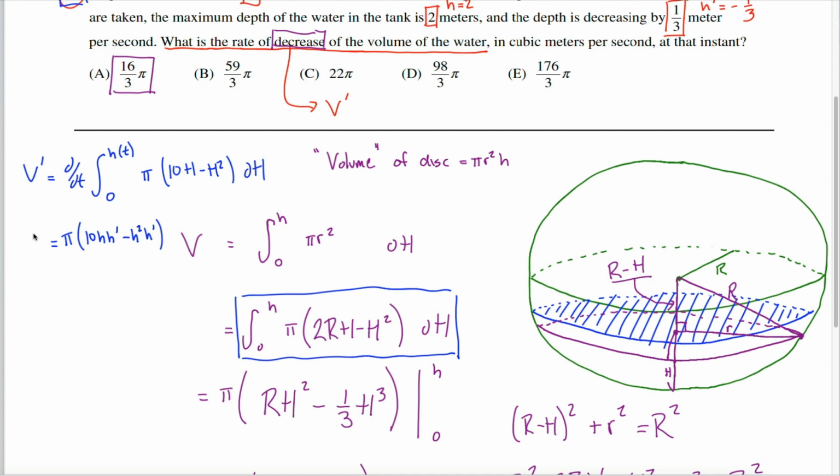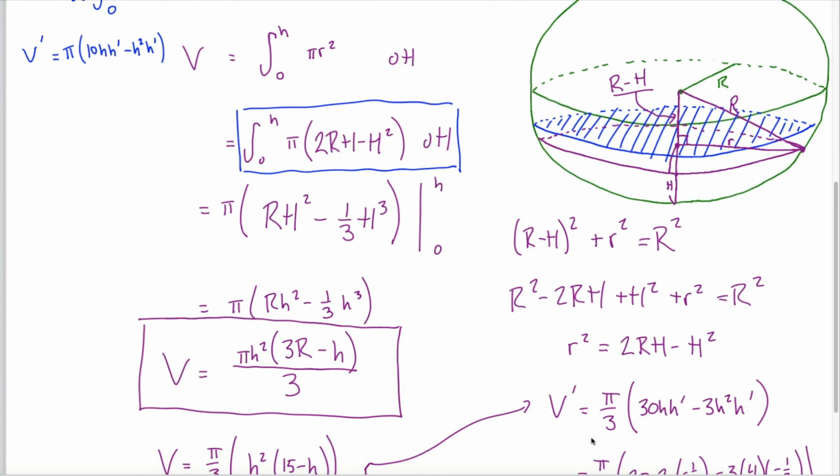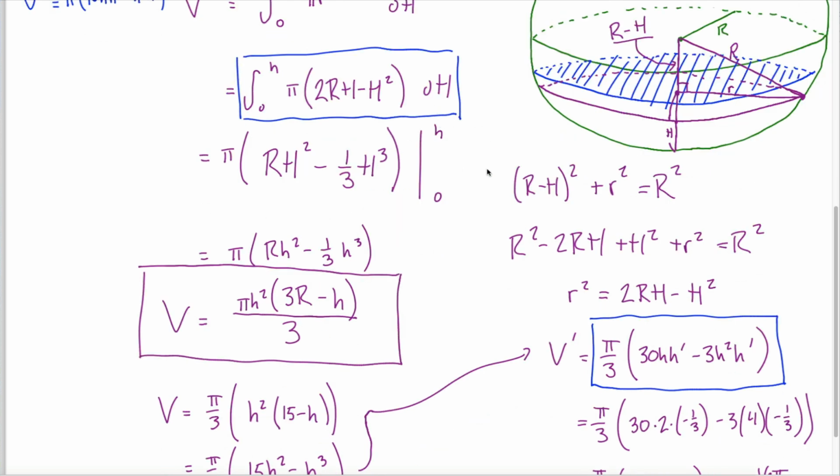What I have here is an expression for v prime. In fact, it's equivalent to the expression that I later figured out way down here, right? Distribute this 1/3 through the parentheses, and you get 10h prime minus h squared h prime. We jump directly from here down here, cutting out all this work here. It's a cool little shortcut.